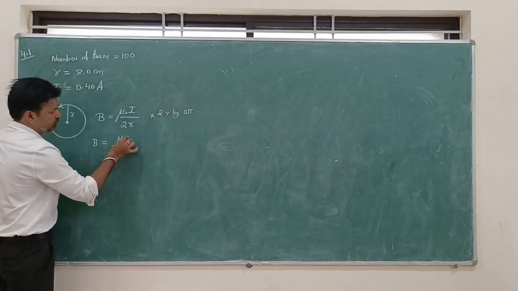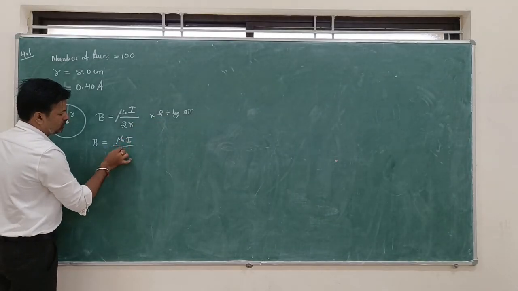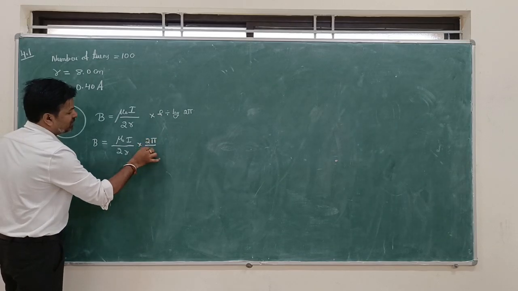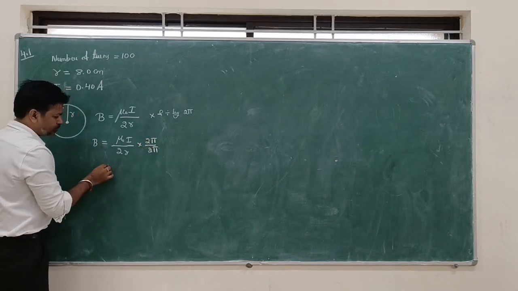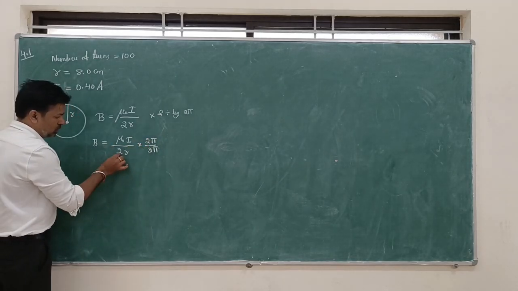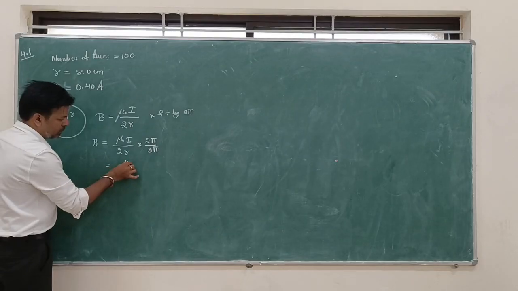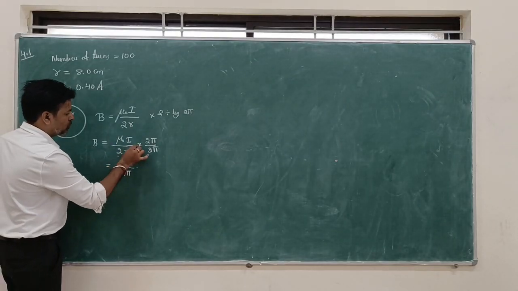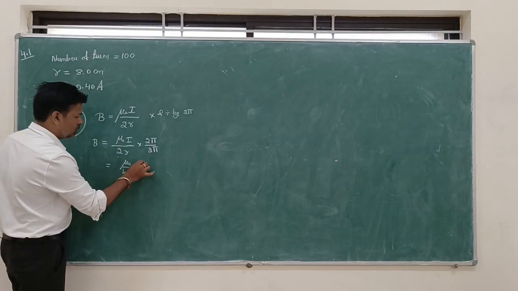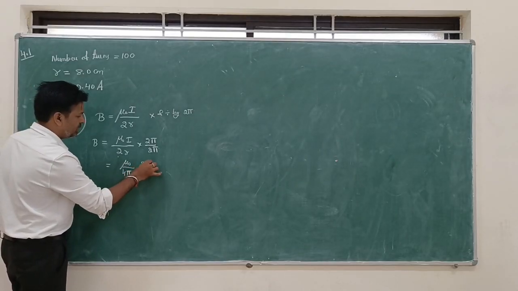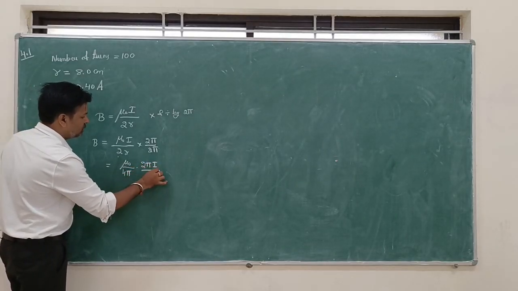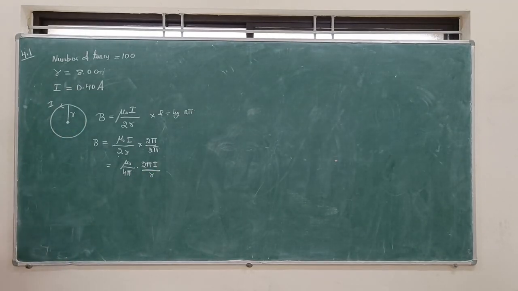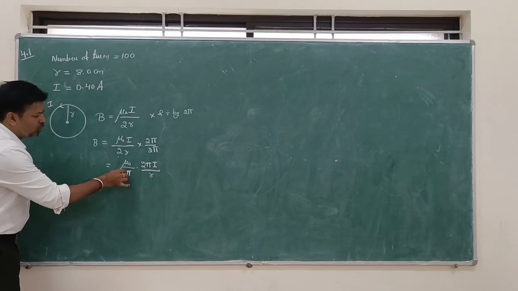So this becomes mu naught divided by 2R into 2 pi divided by 2 pi, that is equal to mu naught divided by 4 pi into 2 pi I divided by R. We know the value of what? Mu naught divided by 4 pi.